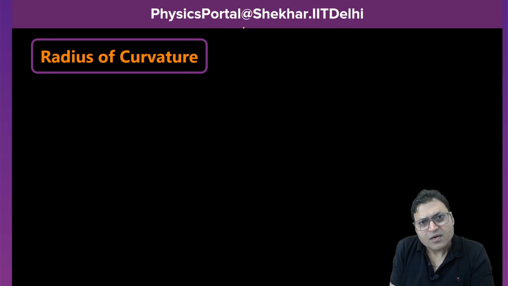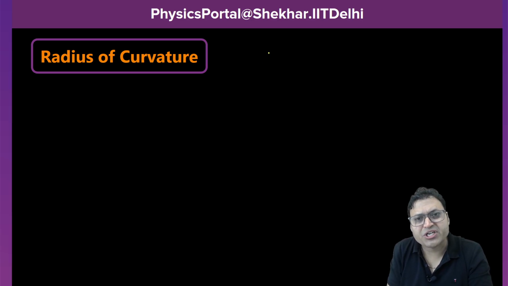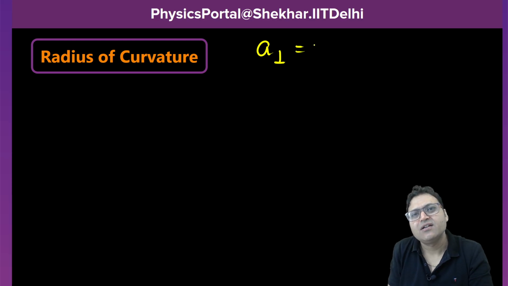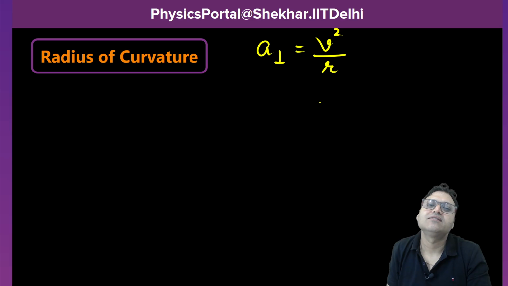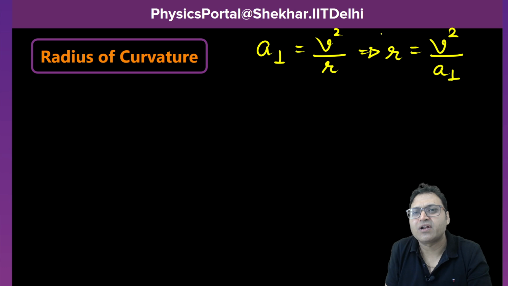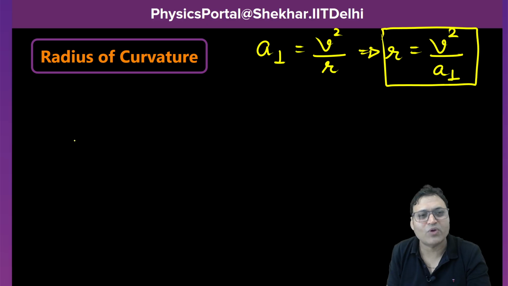Look, for a circular motion, the acceleration, normal acceleration or centripetal acceleration will be v square by r. So to find out r, that is the radius of curvature, we can say v square by a perpendicular. So the acceleration should be perpendicular to the velocity for the circular motion.